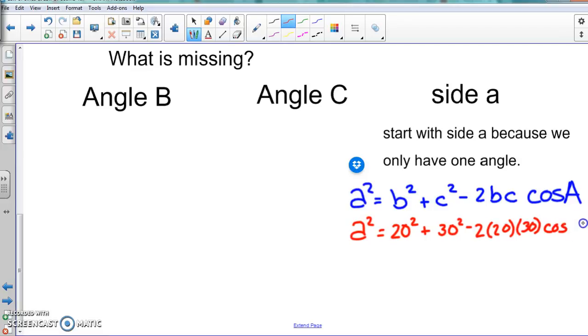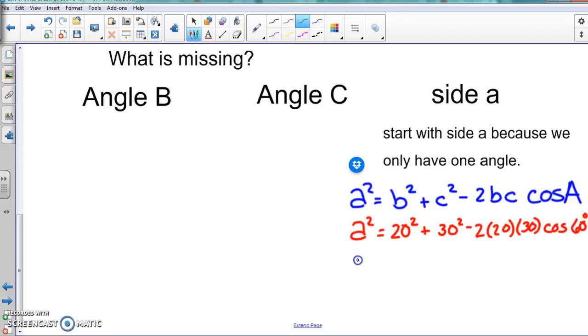Cosine and angle A is what they gave us, which is 60. And with this also, remember when you put this into the calculator, you must be in degree mode. If you're not in degree mode, then you won't be able to do this, because it'll give you an answer, but it'll be the wrong answer.